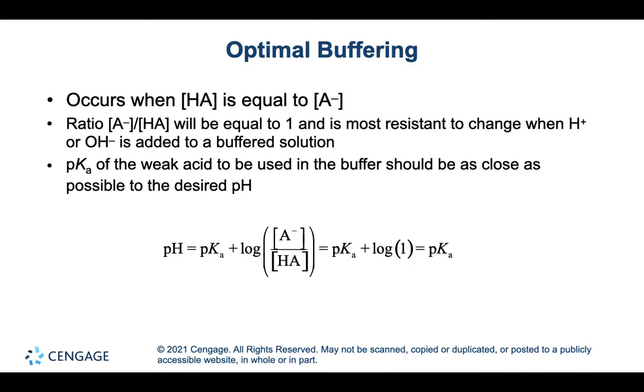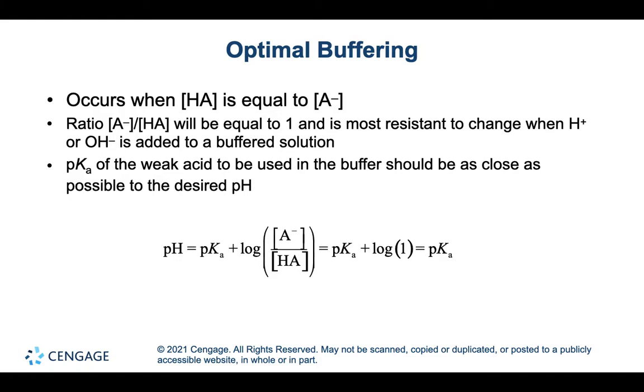So if you are trying to pick a weak acid in order to make a certain pH, let's say that I wanted a buffer that has a pH of 3. What I should search for in the list of weak acids is a weak acid with a pKa of 3. Or in other words, a weak acid with a Ka of 10 to the minus 3. So then if I pick a weak acid with a Ka of 10 to the minus 3, then my pH will be 3 as long as my A minus to HA ratio is 1.